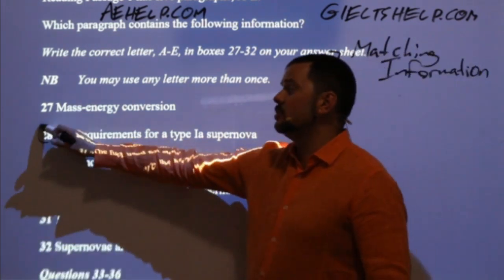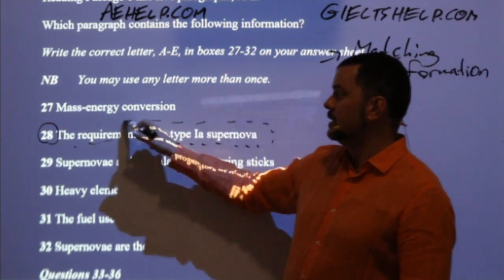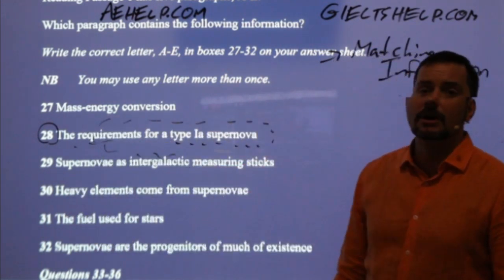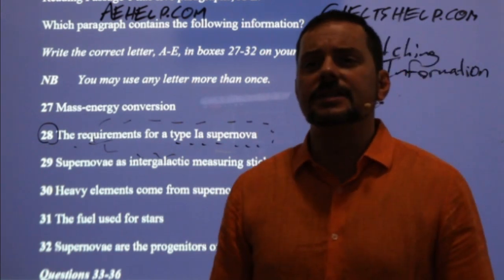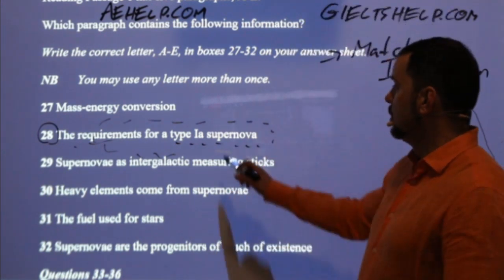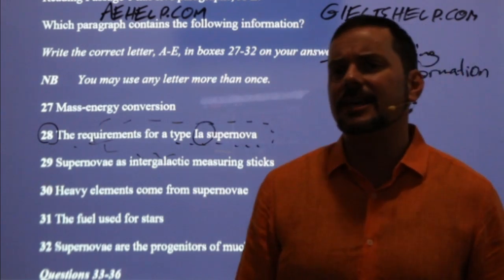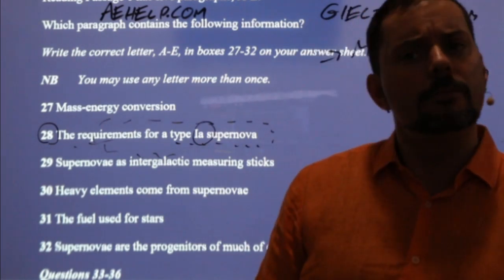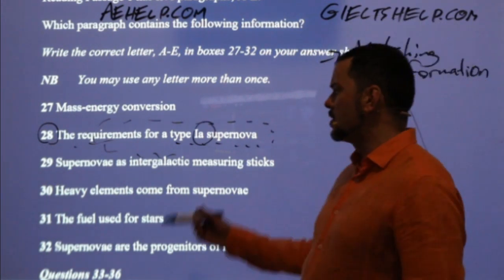Specifically, let's take 28. If I read this one, the requirements for type 1a supernova, what can I predict about the passage? Yeah, Sugandika Kare says there are types of supernova. That's good. So there are types of supernova. Ajit says mark keywords. No, don't mark keywords, students. Why is it not a good idea to mark keywords?